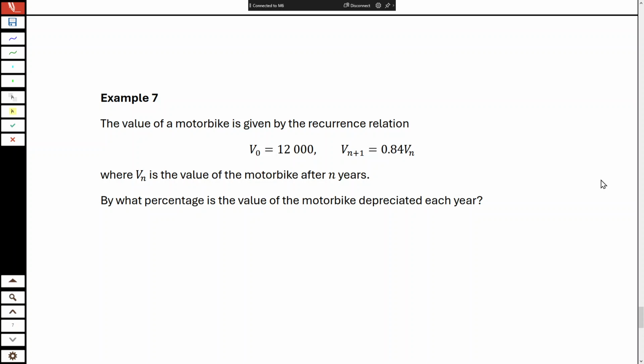Okay, let's wrap things up. This is the last work example for Unit 1. This is the last bit of content. After today, you'll have time to revise for the test, and after the test, you'll have time to revise for the exam.